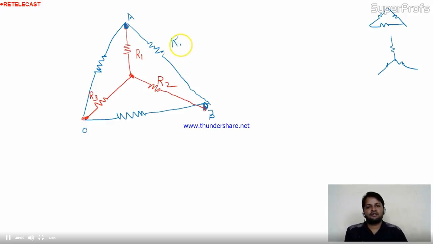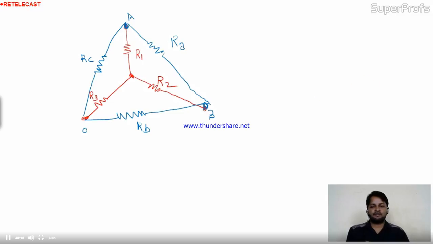Here the values of the resistances are RA, RB, RC. In the star we have 3 branches, and here also we have 3 branches. Now come to the formula. We are not going deep into the derivation of how it comes. Directly we see the formula for RA. We are converting this star into the equivalent delta, so I will represent RA in terms of the star elements, R1, R2 and R3.